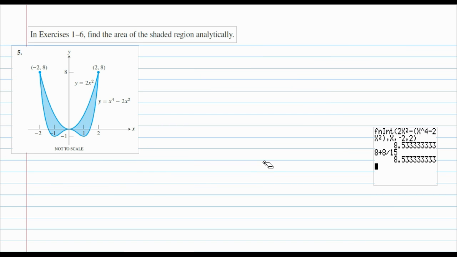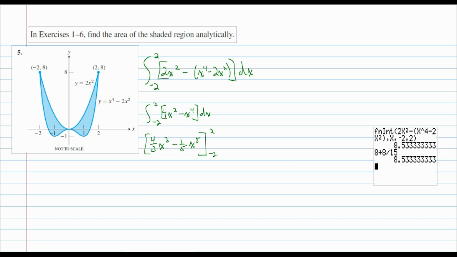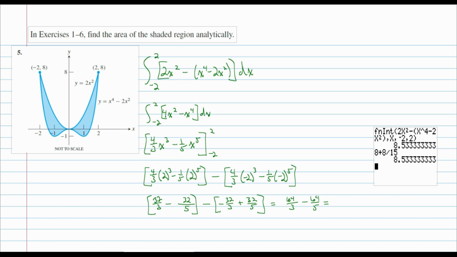It says find the area of the shaded region analytically, so by hand, and of course we're going to compare it to the calculator just to make sure we're right. Well, this one gives me a picture and endpoints or intersection points of the two curves, so it makes it a little bit easier. I'm going to integrate the top curve, 2x squared, minus the bottom curve, x to the fourth minus 2x squared, and that's going to be done from negative 2 to 2, the left x value to the right x value. Simplify a little bit, integrate, fundamental theorem part 2, more simplify, and finally I get 8 and 8/15.